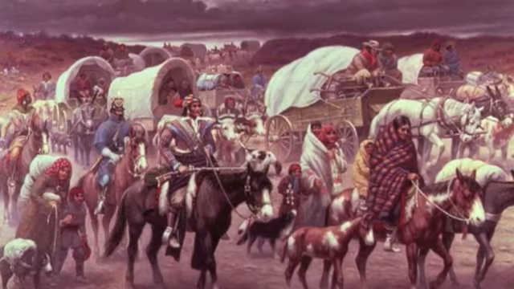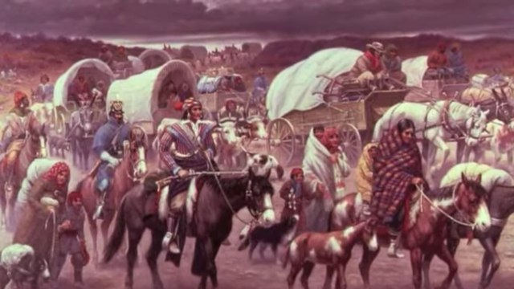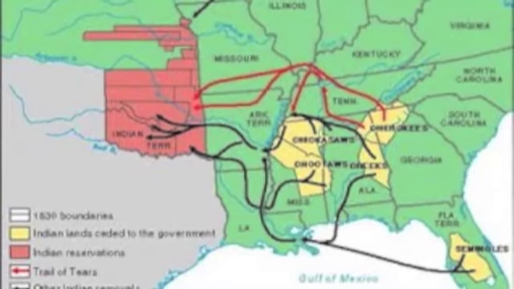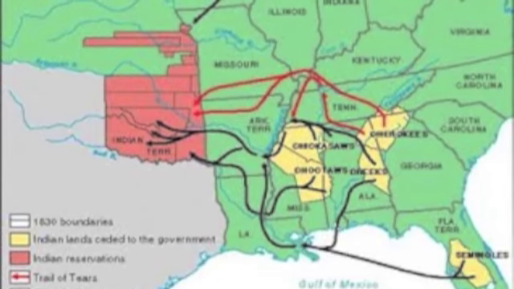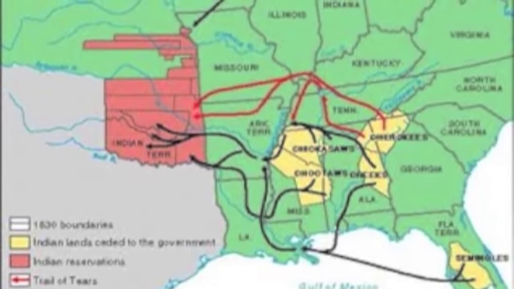So Native Americans in the Southeast were forced on this long journey to Oklahoma called the Trail of Tears. Several thousand died along the way. They're forced into this relocation to Oklahoma, which is just a terrible place to live at this time. And even eventually after this, they're going to lose that territory as well.